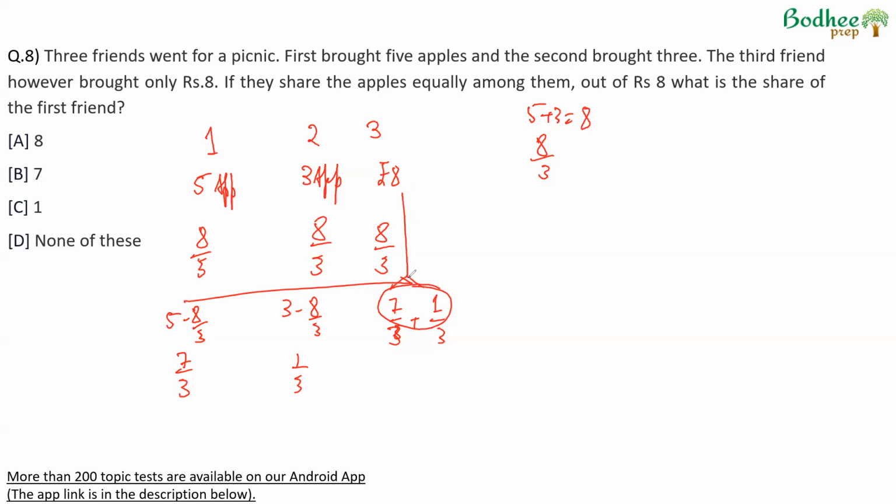8 divided in the ratio 7 is to 1, is 7 and 1. The first friend will get rupees 7. The second friend will get rupee 1.